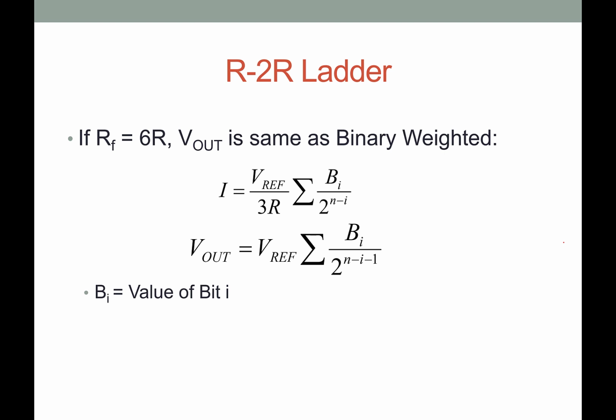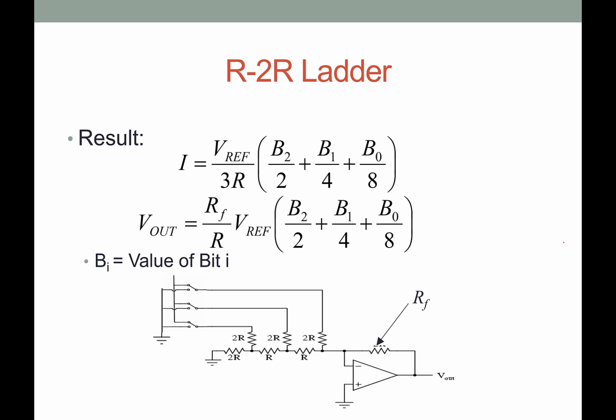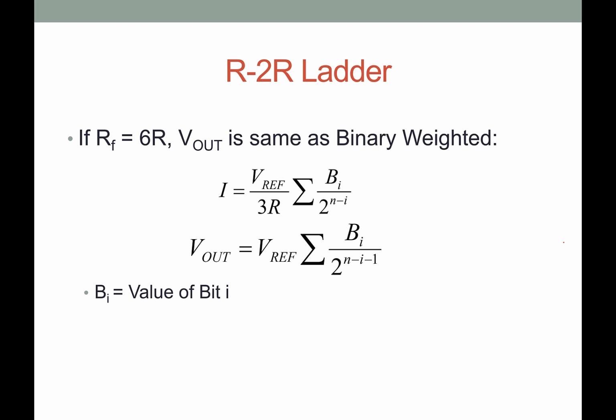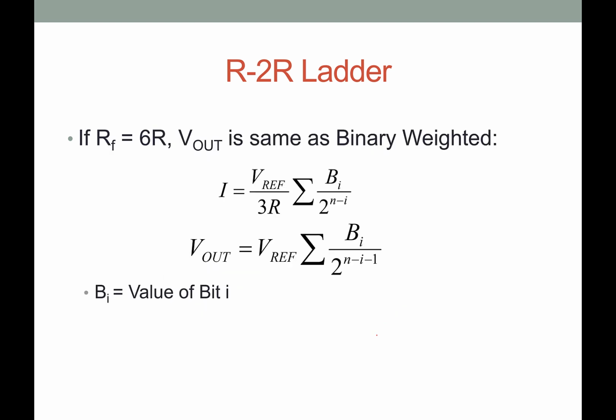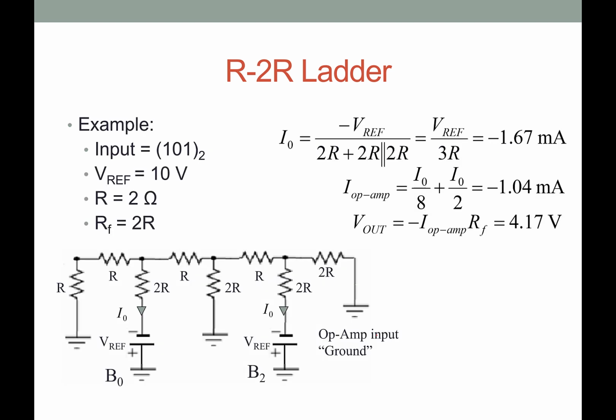One of the things you can look at here is, if RF is equal to 6R, and you look at this output resistance right here, you can have the same thing that you had with the binary weighted if you look at the overall formulas, where you have the currents and the output voltage.